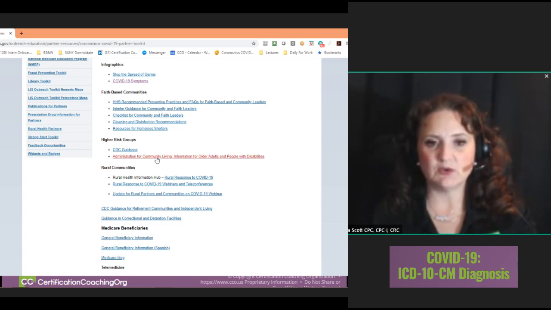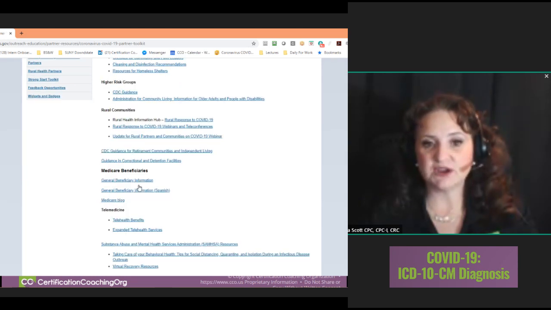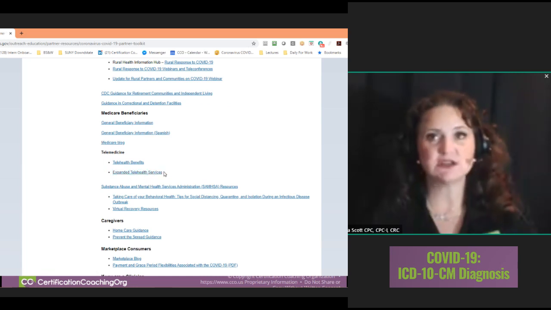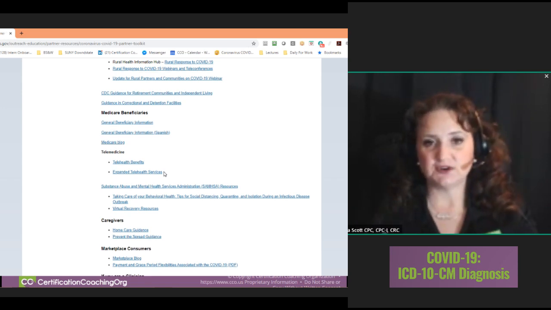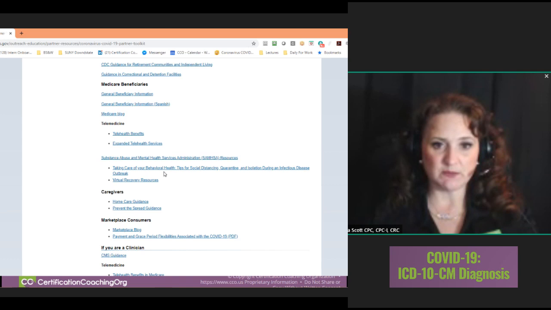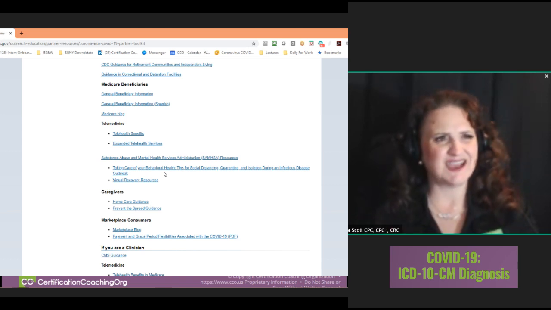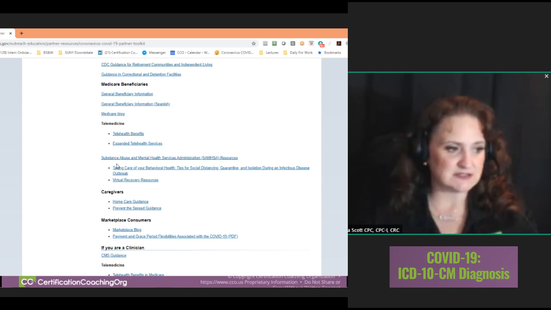Then we can just keep going. Rural communities, Medicare beneficiaries, what you need to know, telemedicine, okay, the expanded services, waivers and stuff. And I'm not going to get into that because Jennifer has done already a couple webinars on that. Questions still come in. Another, I think, 90 diagnoses got dropped today for telehealth use, meaning dropped for use, they can use.